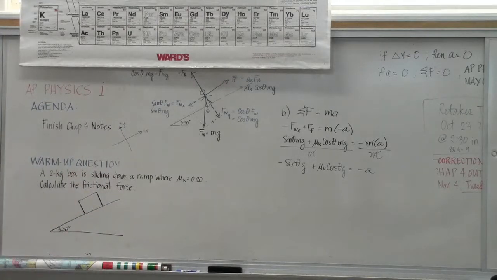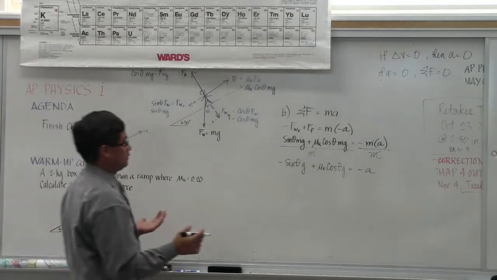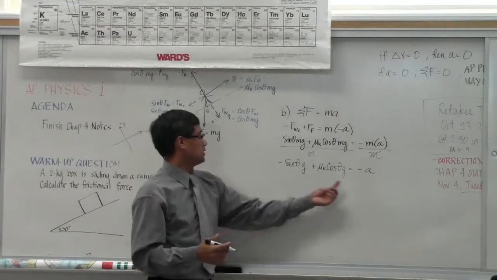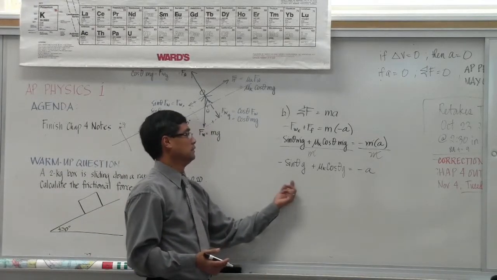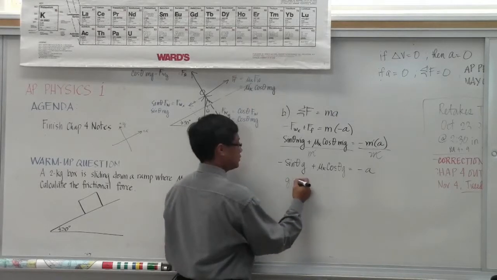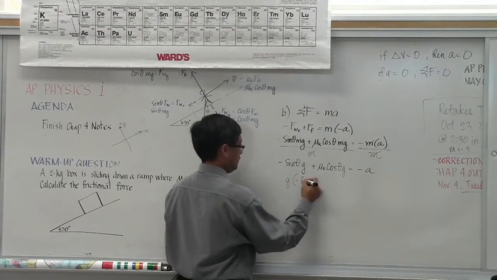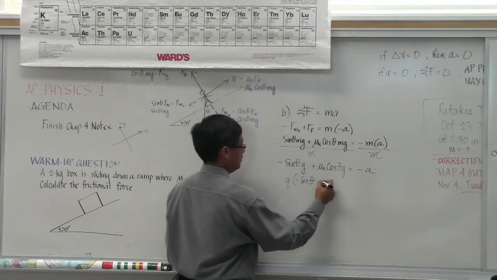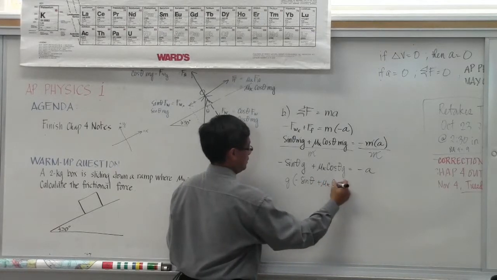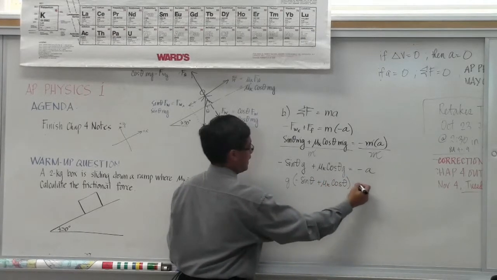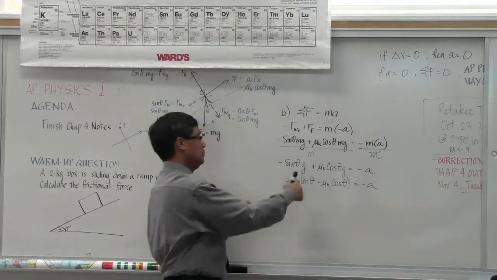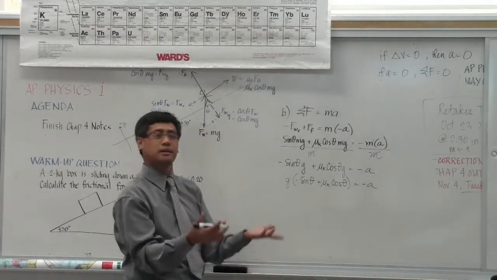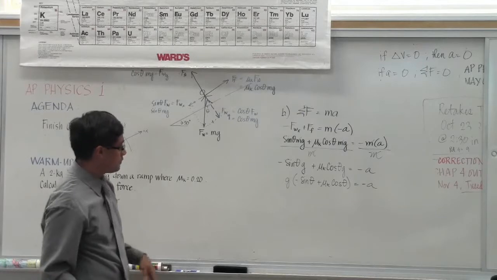Okay, so far you're good? Okay, and you can make it even simpler. What's a common factor here? g. So it's going to be g times negative sine theta plus mu k cosine theta. Or you could have it the other way around, like mu k cosine theta minus sine theta. They're just the same thing, right?